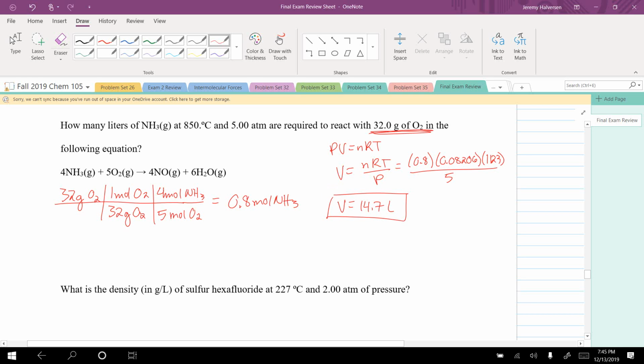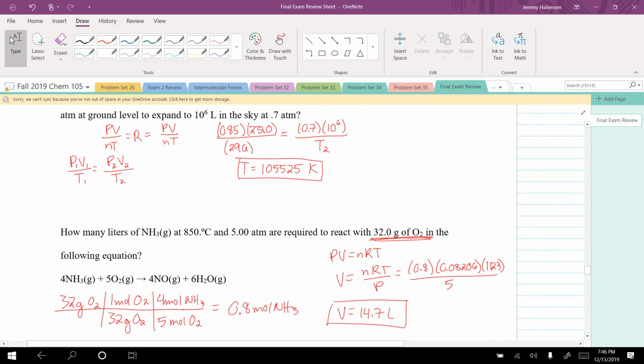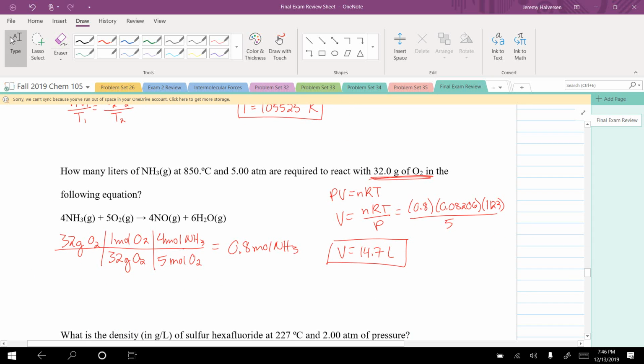So here are 2 ways that we can ask you to use the ideal gas law. We can ask you to compare a gas in 2 different situations, or we can just ask you to use properties like pressure, volume, temperature, and moles to use 3 of those to find the 4th. In this case, it was in the context of a reaction, but all we're doing is using 3 of those to find the 4th.